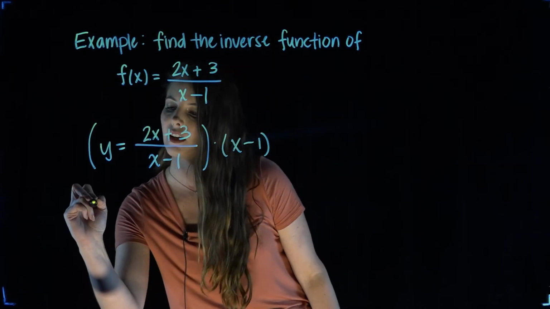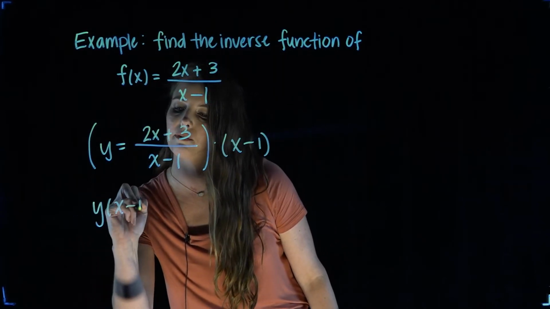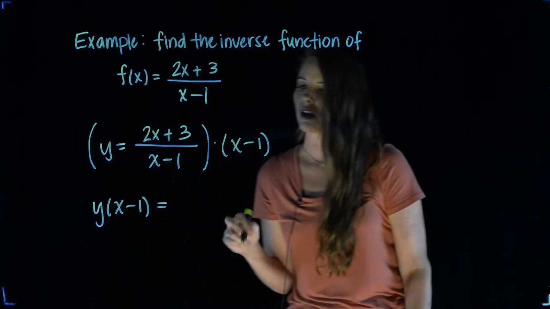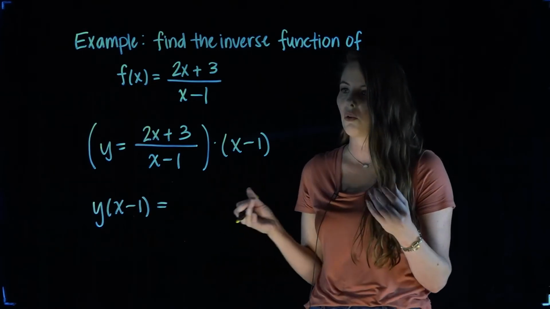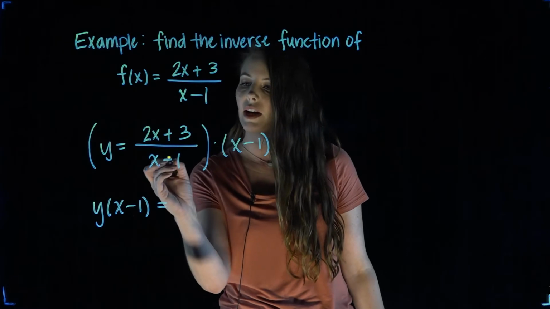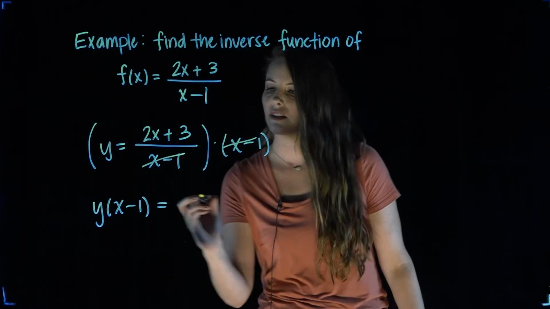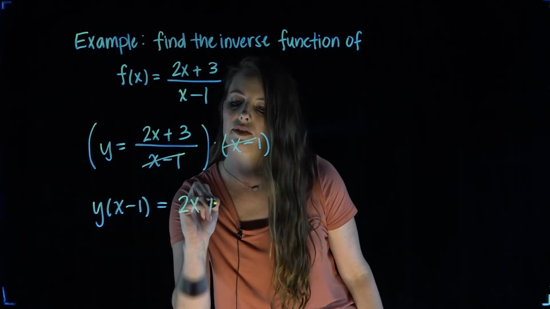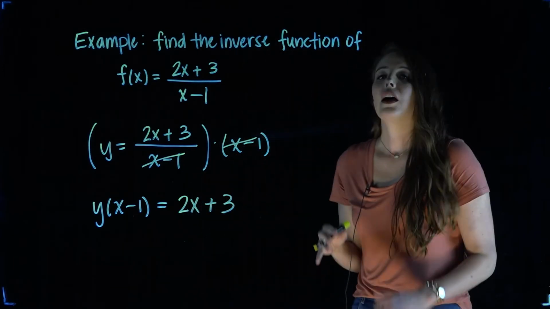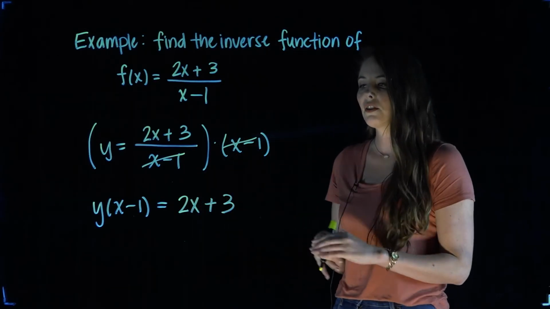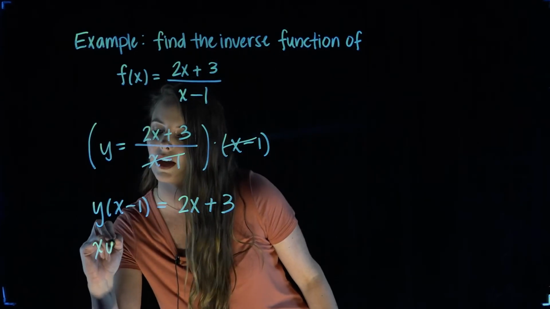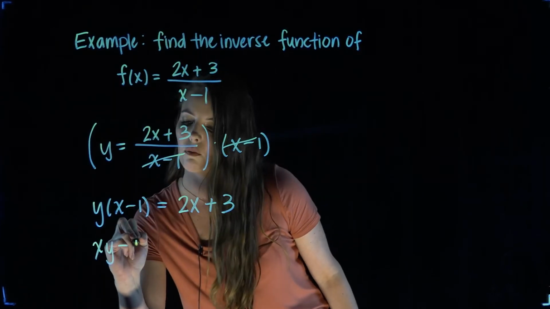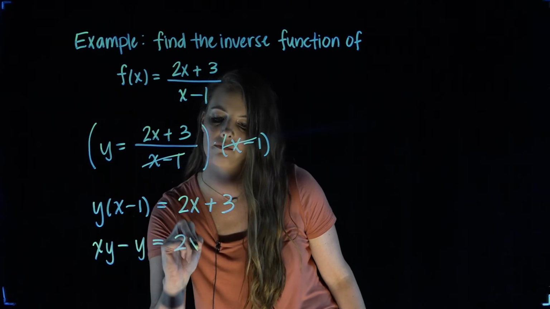On the left-hand side, that gives me y times x minus 1. And remember to keep that in parentheses because you want y to multiply that whole thing. And then on the right-hand side, those cancel out, and I'm left with 2x plus 3. Next step is I'm going to do the distributive property on the left-hand side. I'm going to distribute the y, so that gives me xy minus y times 1, which is just y.